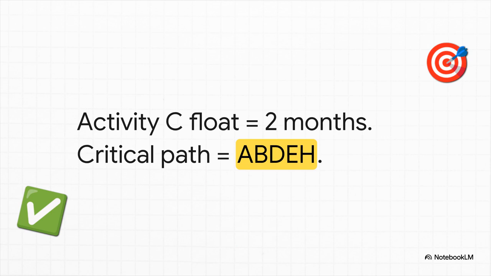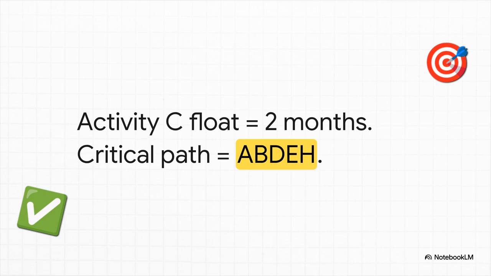For Activity C, the latest finish time is 9, the duration is 3, and the earliest start time is 4. Do the math, 9 minus 3 minus 4, and that leaves us with a float time of 2 months. As for the original critical path, the route with absolutely zero float, that is activities A, B, D, E, and H.